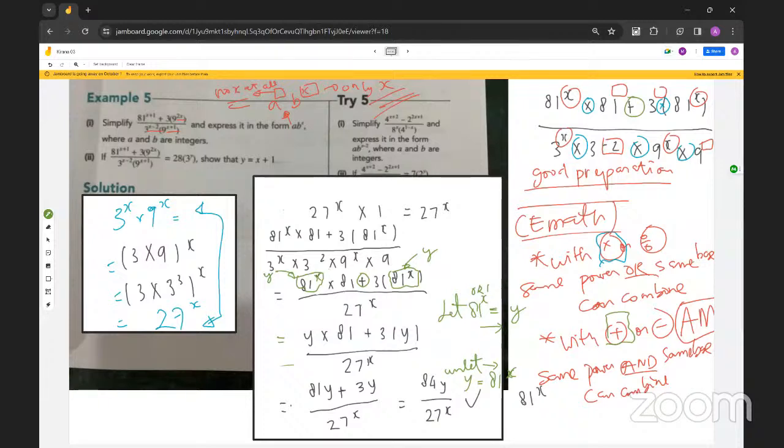Okay? Do you understand, Kirana? Yeah. Right? Now, why you pretend is because you achieve a benefit, right? You have a benefit. Now it's 84y. After you achieve your benefit, then please make the y go back to 81 power x. But don't ignore 84. Don't ignore 27 power x. It's still there.